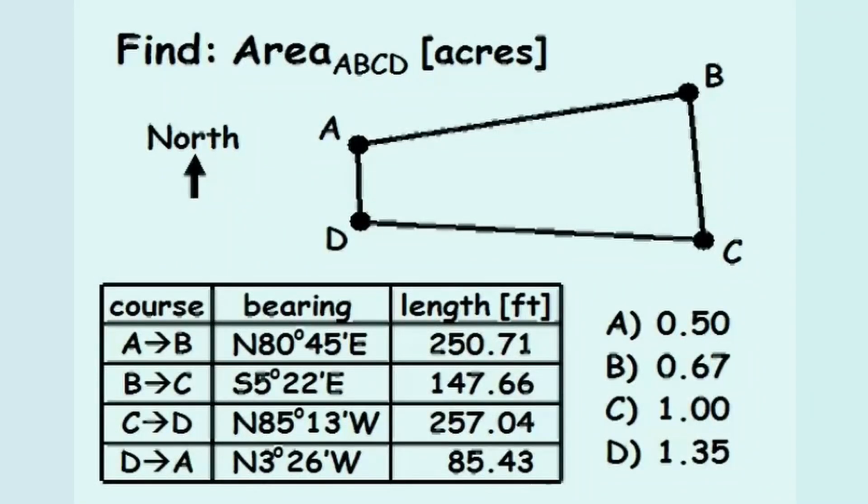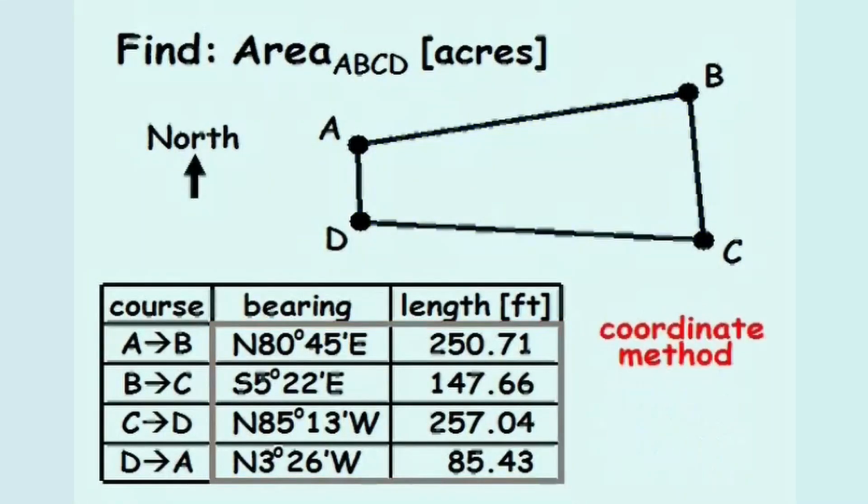Find the area of the polygon ABCD in acres. In this problem, points A, B, C, and D are shown, and the bearings and the lengths of the connecting courses are provided in the data table.